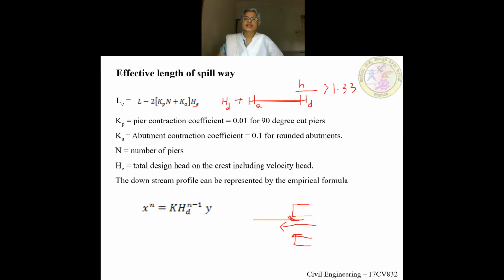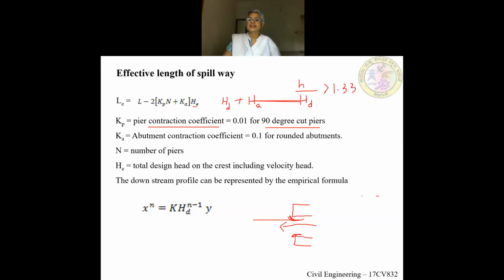So therefore the contraction coefficient should be taken for 90-degree cut piers. So this is 90-degree. In the problem, if it is not given, they may give you the value of Kp. If it is not given, we have to assume that the piers are cut at 90 degrees. And Ka is the abutment correction coefficient.